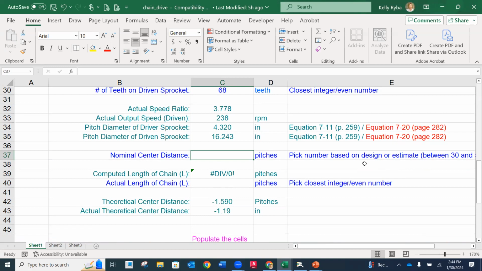And then if I take 0.75 times 50, what's that number? Okay, so between those two numbers, between 22.5 and 37.5, what center distance do we want? You guys are the designer. 30. Okay.